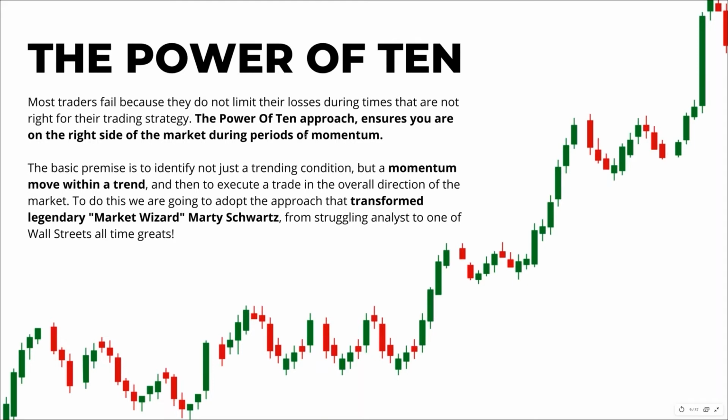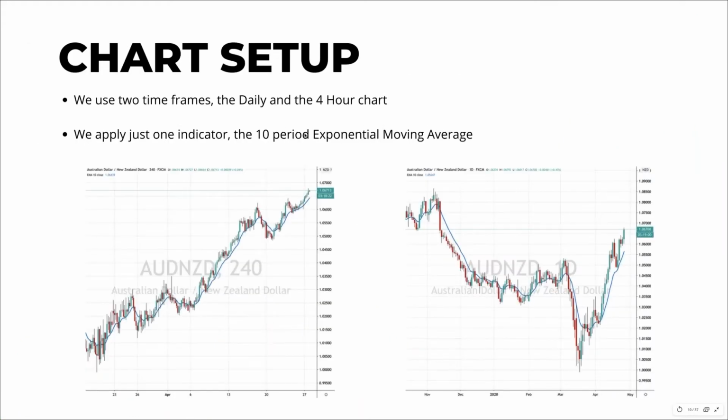So this particular approach transformed legendary market wizard Marty Schwartz from a struggling analyst to one of Wall Street's all-time greats. So get a pen and paper for this part. We're through the theory. I'm now going to start to give you the strategy itself. We use 2 time frames for this. We use a daily time frame and we use a 4-hour time frame. Okay, so the daily and the 4-hour charts. And we're going to apply just one indicator. We're going to apply the 10-period exponential moving average.